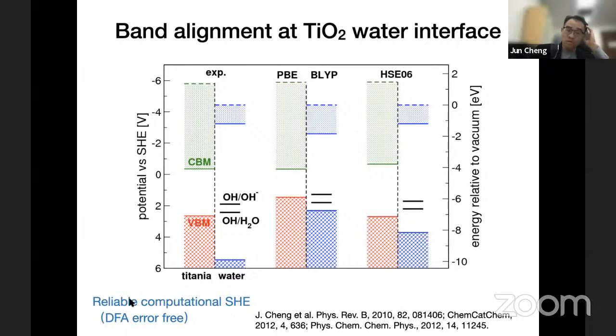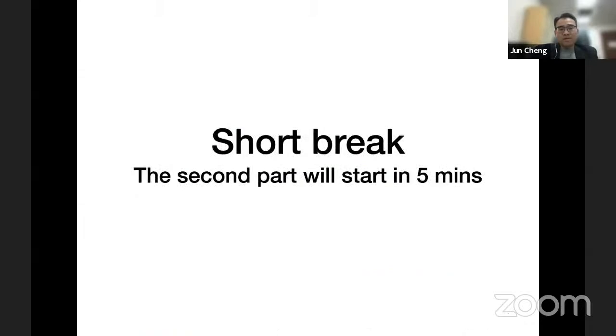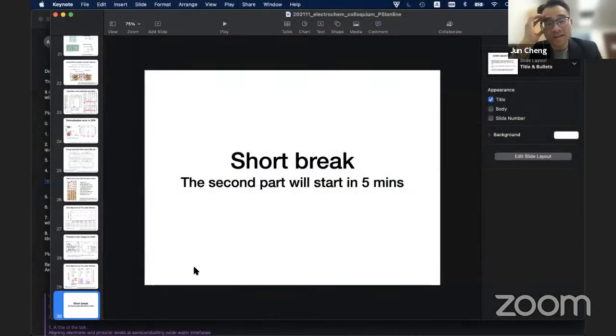Another thing I want to point out: because the density functional is almost error-free for the pKa's, which is basically a proton insertion process, we are rather confident that this computational standard hydrogen electrode is also density functional error-free, so that also saves lots of problems when we compare to experiment. Okay, I guess that's all for the first part. I probably took up too much time. If we have questions, we can already discuss them here.